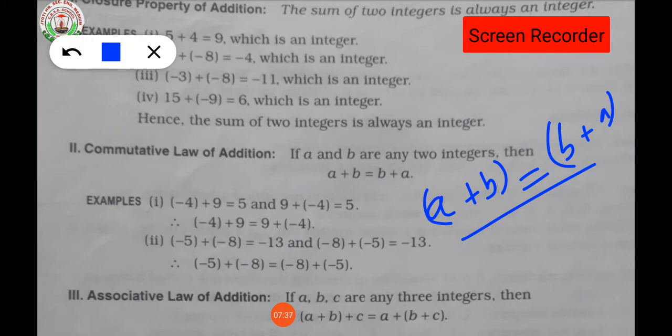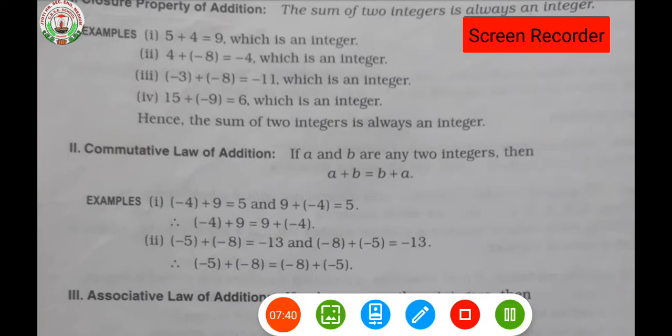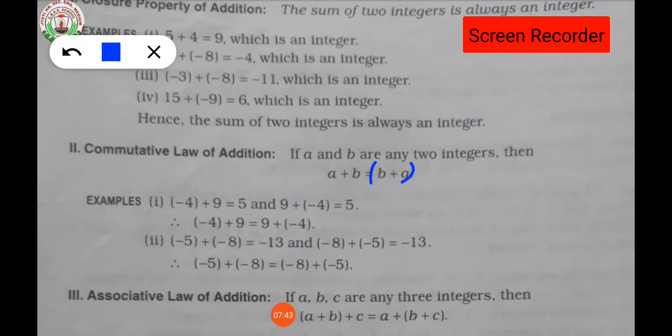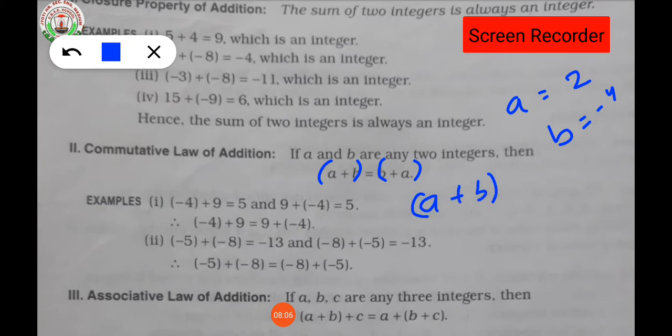Suppose for example we take any value of a. This is the property, isn't it? Let me show you again. This is the property. Suppose the value of a we consider as 2 and the value of b we consider as minus 4. Okay. So a plus b is the left hand side, is equal to the right hand side, which is b plus a. This is the property.